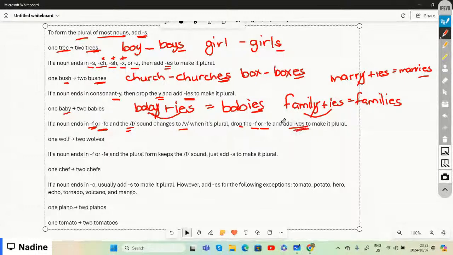An example of that is, for example, look at the word wolf, right? Wolf is W-O-L-F. That word ends in an F. But if we want to show that there's more than one wolf, then it shows wolves, which means that the F now changes to a V sound. So we drop the F and we just add VES to show that there is more than one wolf.